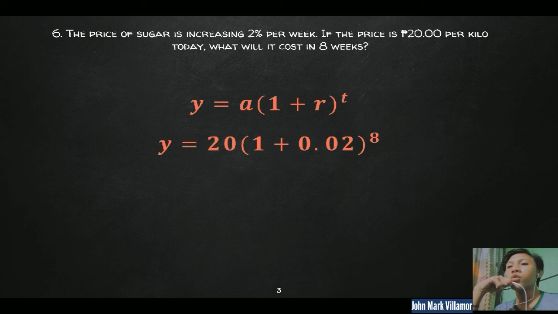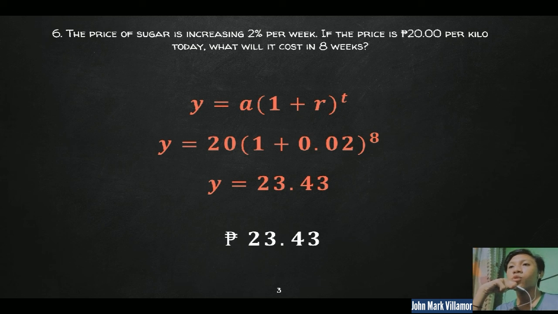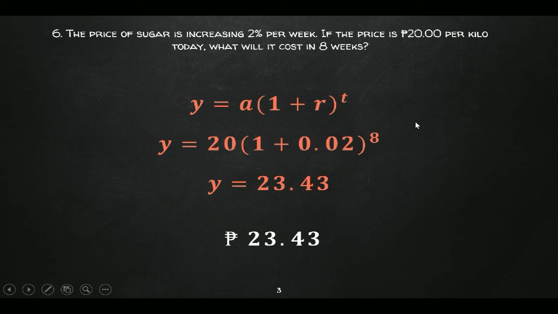Substitute y is equal to 20, which is the initial price of sugar, times the quantity of 1 plus the decimal form of 2%, which is 0.02, raised to the power of 8. Y is equal to 23.43. Therefore, the price of sugar in 8 weeks with an increase of 2% per week is 23.43 pesos.